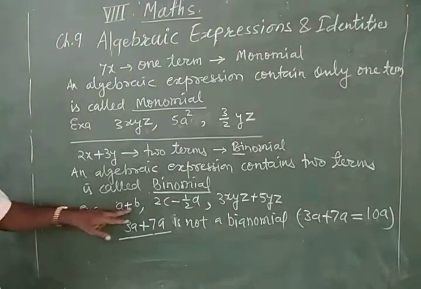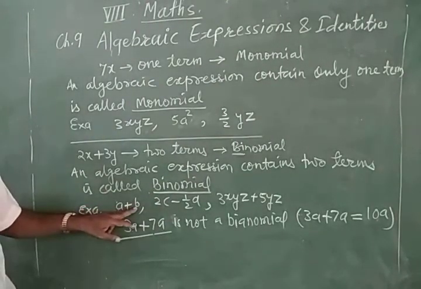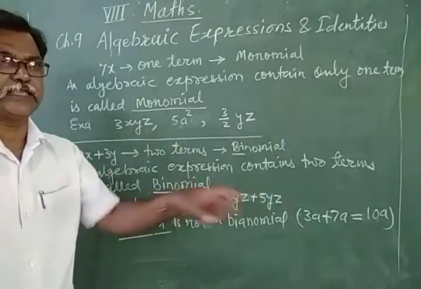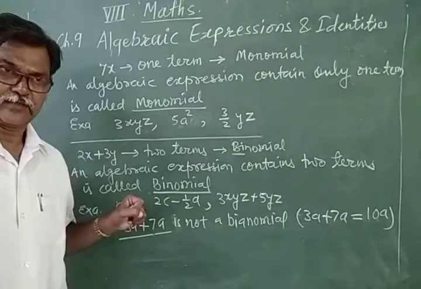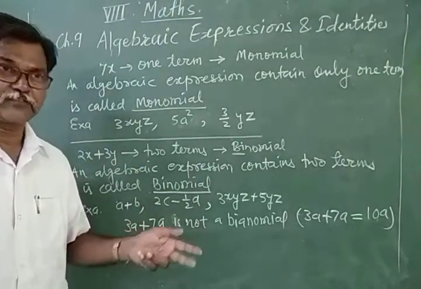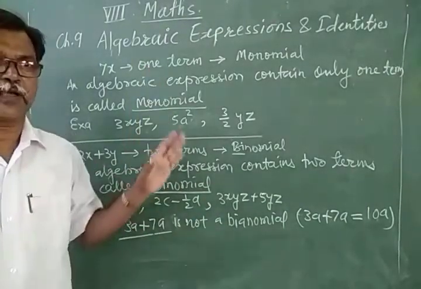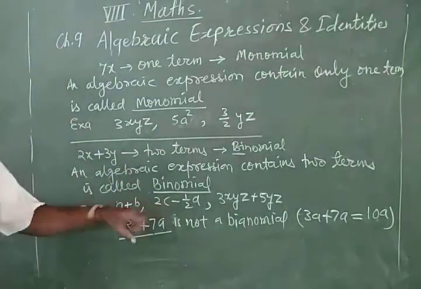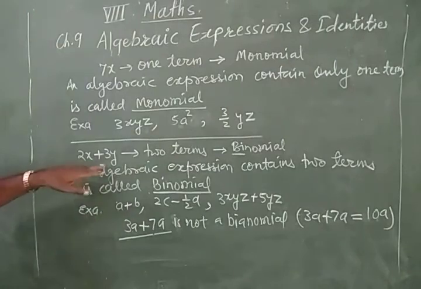Here a and b are different terms. We cannot add them. A and b we cannot add. 2 apples and 3 apples we can add. 5 apples we can say. But 2 apples and 3 mangoes, we cannot say 5 apple mangoes. So this is the result. Only two terms, binomial.